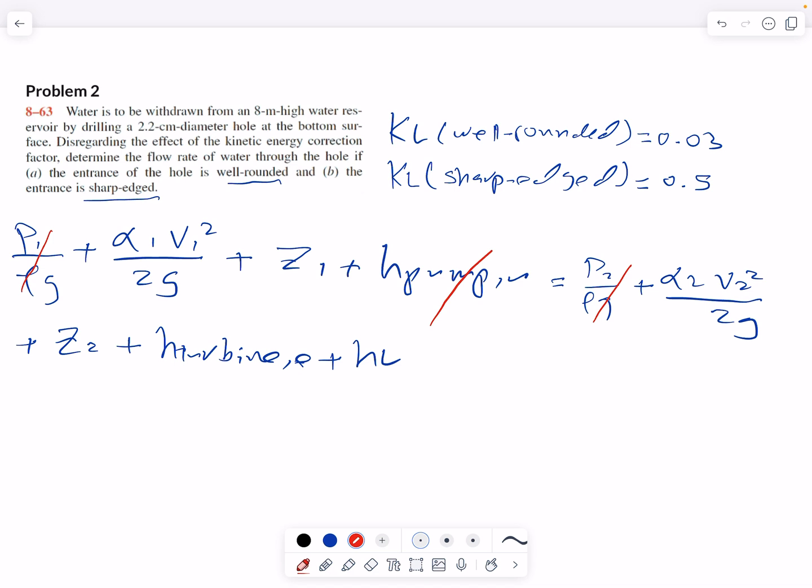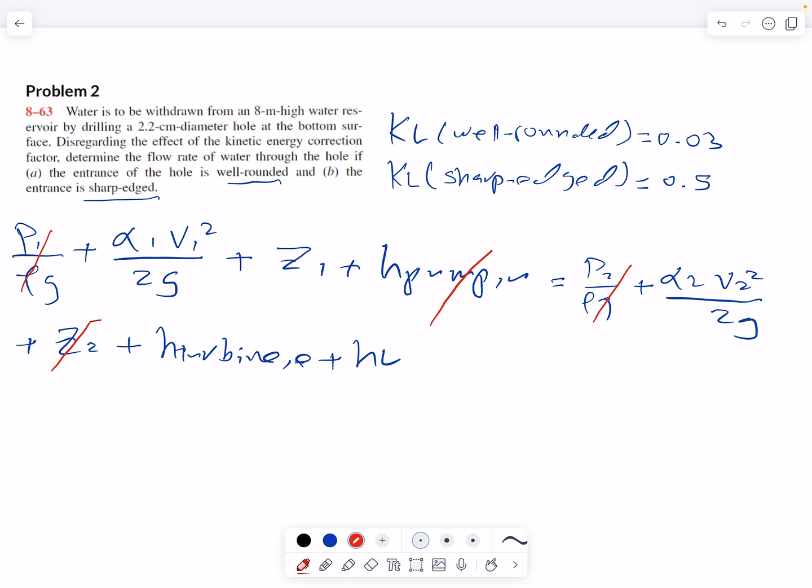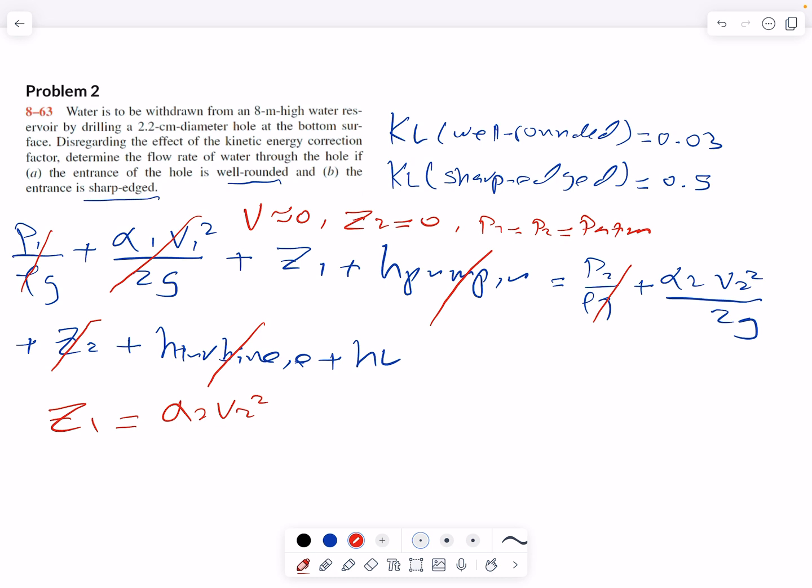Z1 we have to keep because we have an 8-meter height, but we don't have Z2, so I will cancel Z2. We don't have a pump, we don't have a turbine, but we have head loss. By the way, we don't have V1 because V1 is very close to 0. Z2 is equal to 0, and P1 equals P2 equals P atmospheric. Just put that in your mind. So now Z1 is equal to alpha 2 V2 squared over 2g plus head loss.